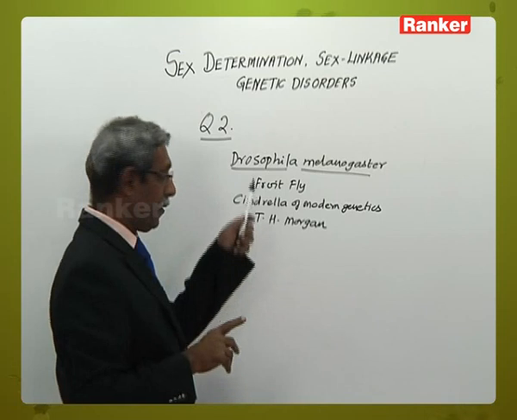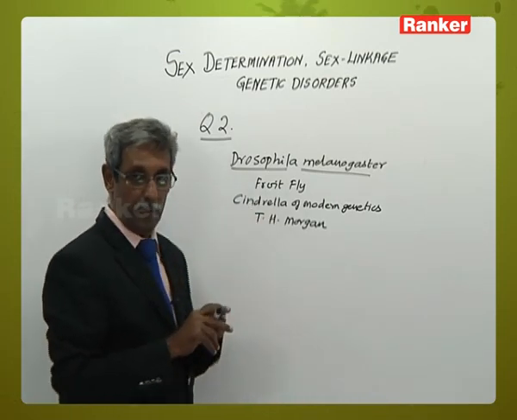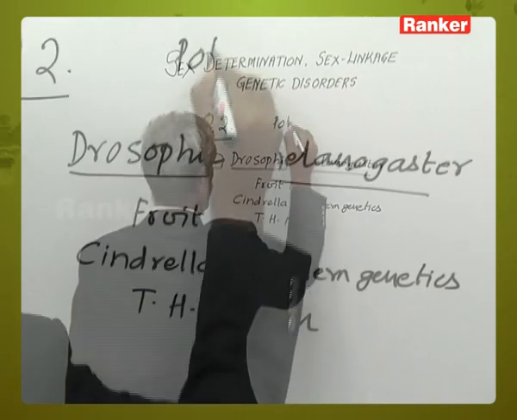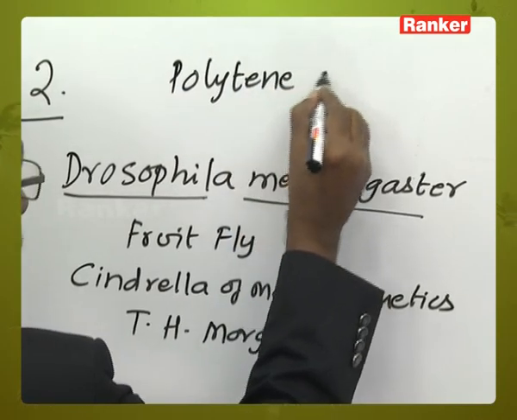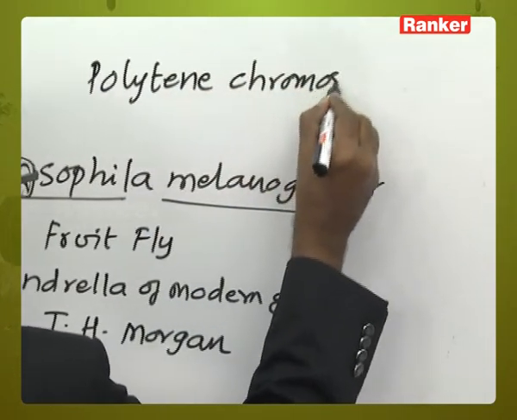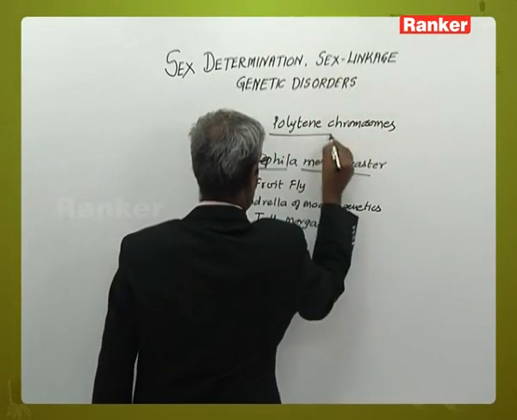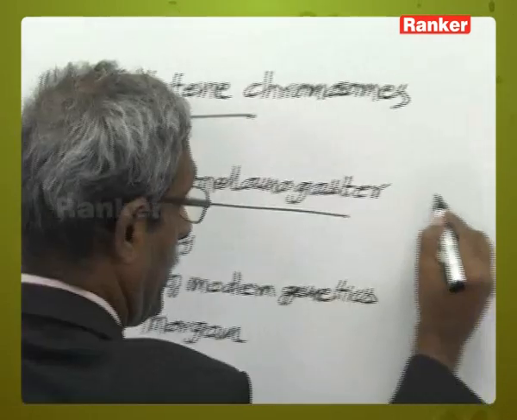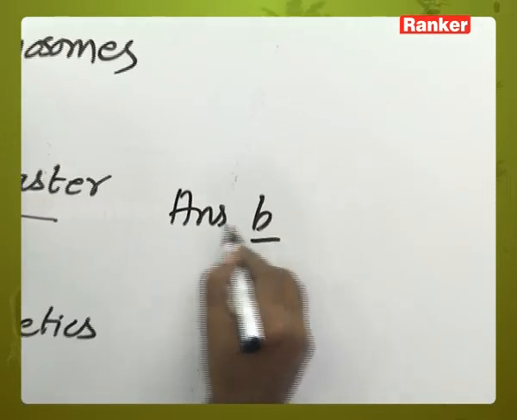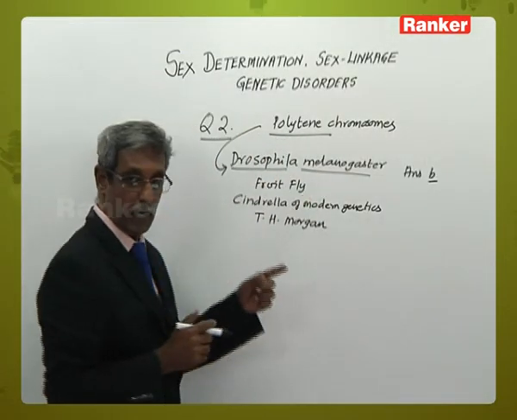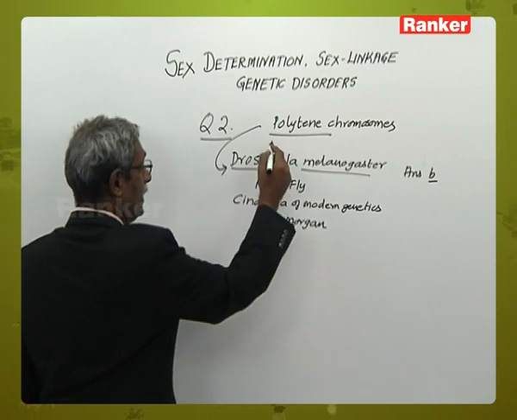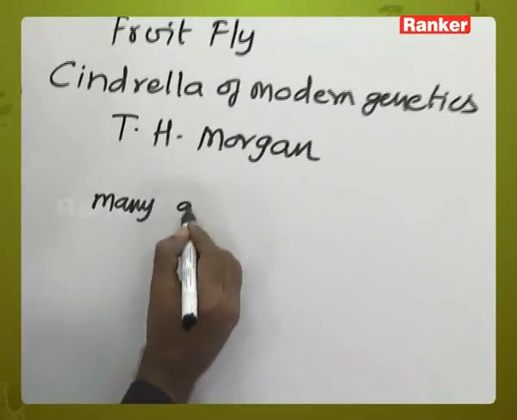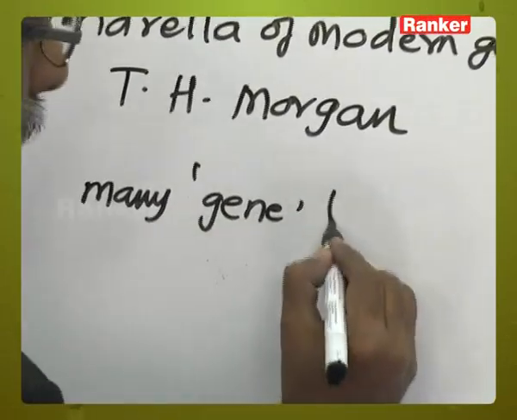So in Drosophila melanogaster, we have the presence of polytene chromosomes. Polytene chromosomes are always associated with Drosophila melanogaster. Hence, the correct answer is B. Parallel to this, we will also be looking at what are the other options. When you say polytene, polytene means many gene transcripts.